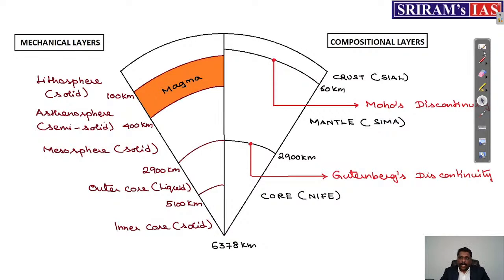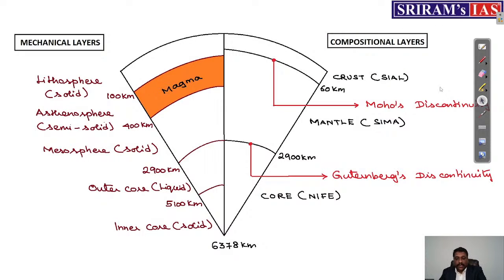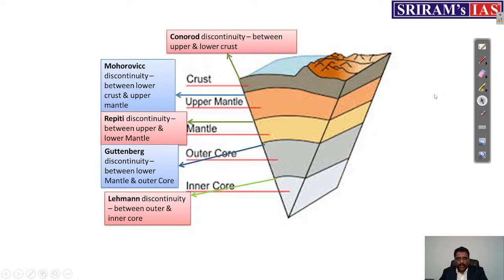Right. The composition layer and the mechanical layer, we have just taken it. What is very important, as I said, is the composition layer. We'll discuss the basic facts about the composition layer as such. In that order, my dear friends, the very first layer, the outermost layer, we call them as what? Crust, right? We call them as crust.